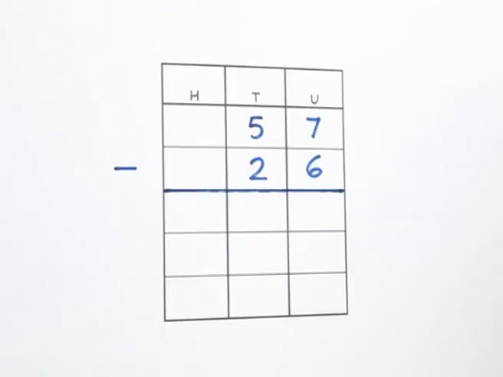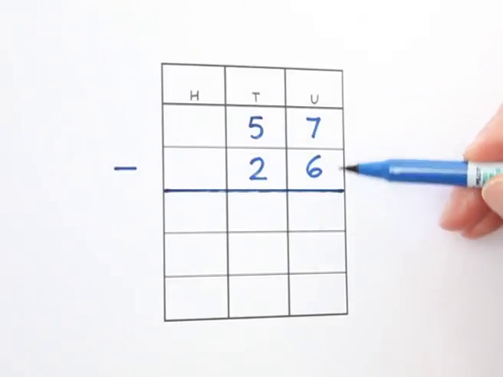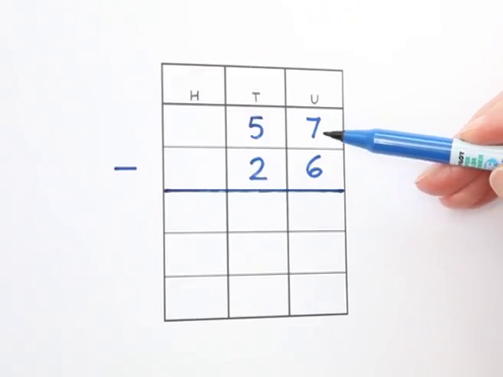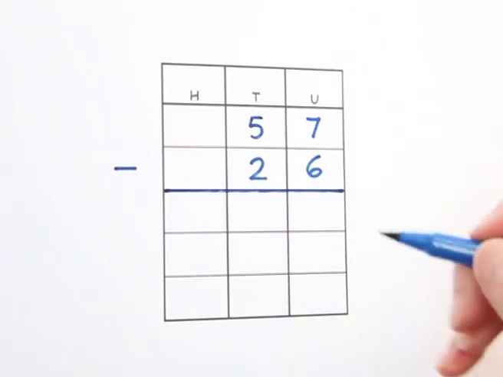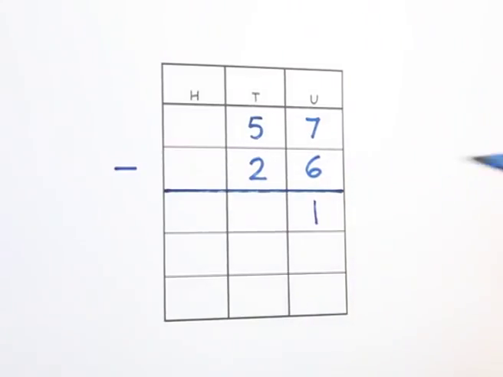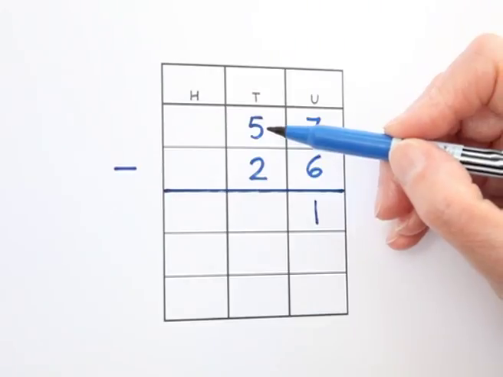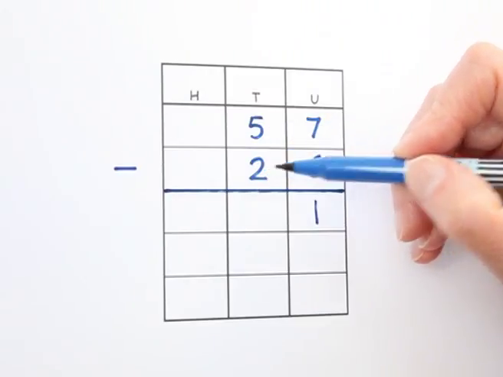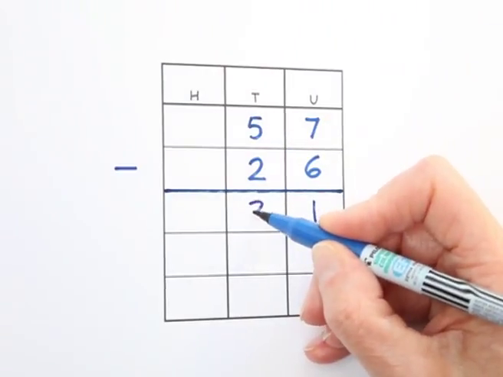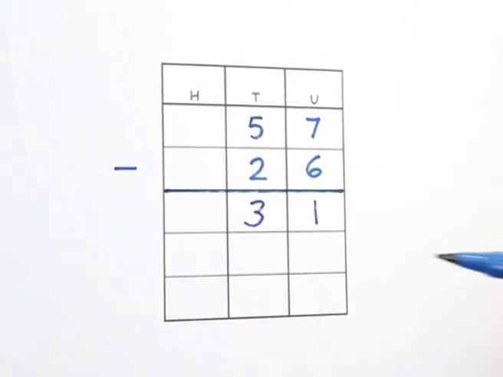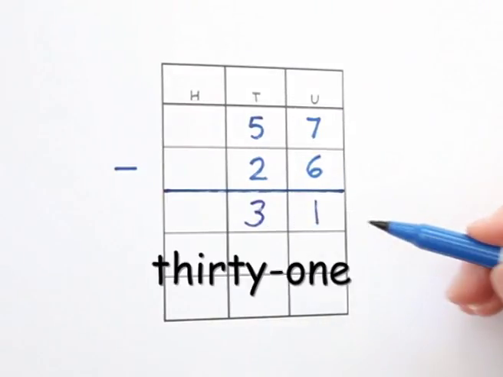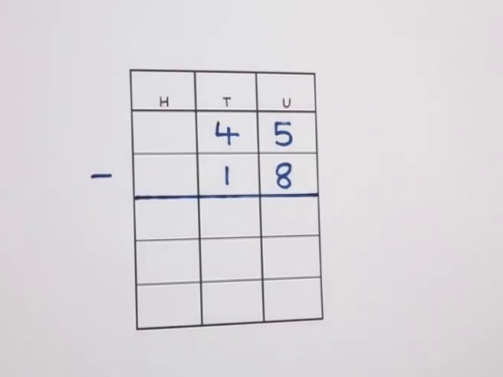Here's a simple subtraction. 57 take away 26. Starting in the units column, 7 take away 6 is 1. Now the tens column, 5 take away 2 is 3. So that's the answer, 31. Subtraction is often rather more complicated, and the next two examples will show you how to deal with that. Here's the first example.